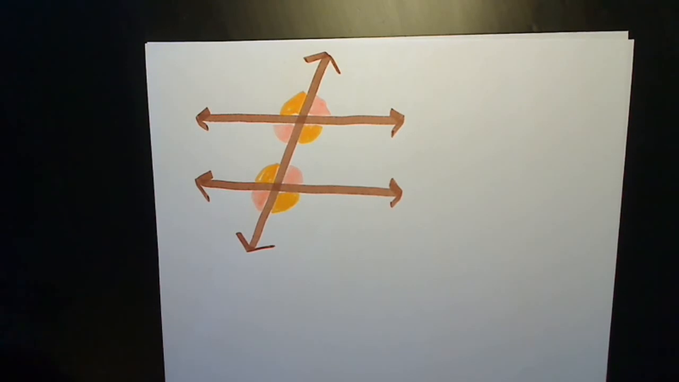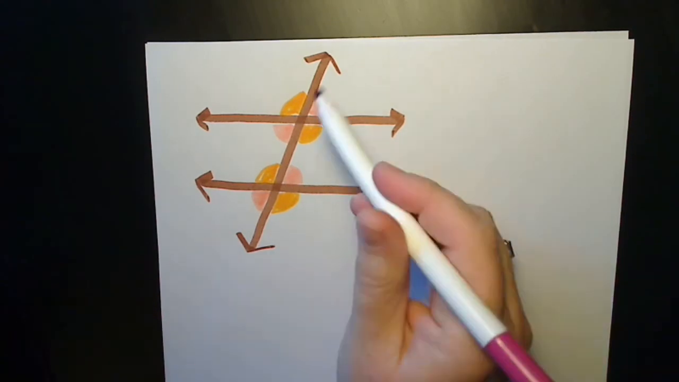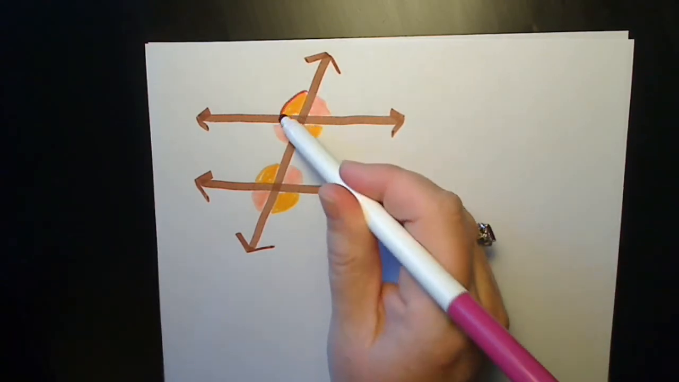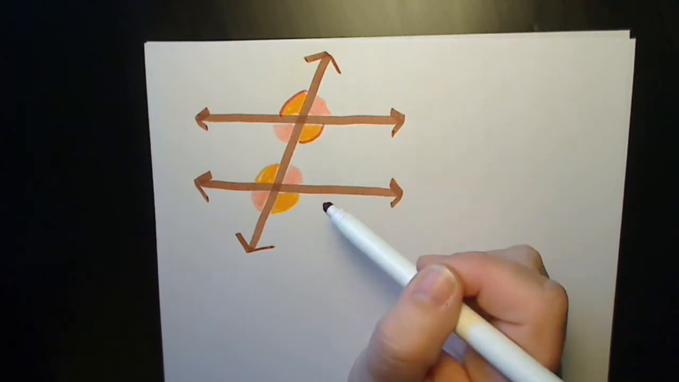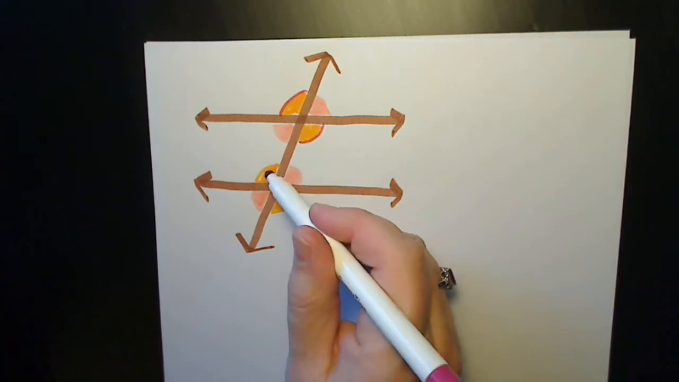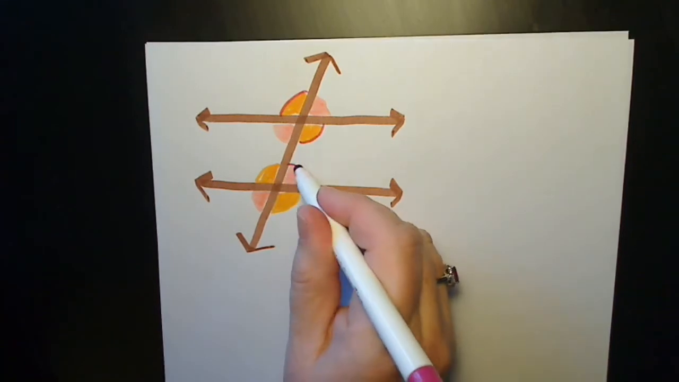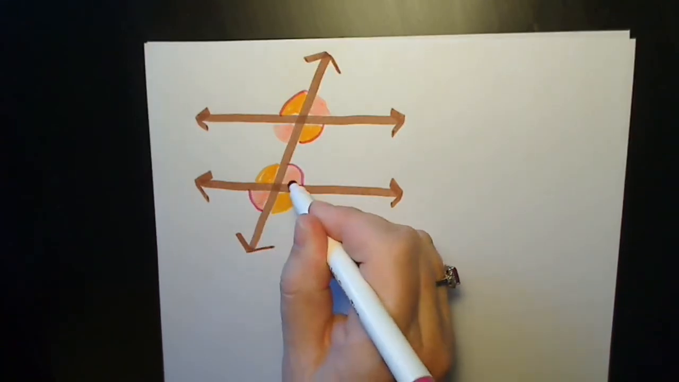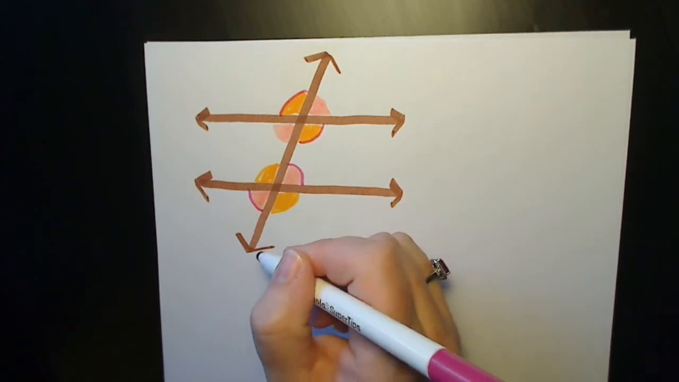Some things that you need to make sure and remember is that the vertical angles are congruent. Vertical angles would be angles that are directly across from each other, like these gold angles. Those are vertical. Like this peach angle and that peach angle, those are vertical.